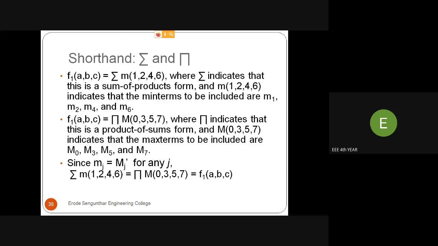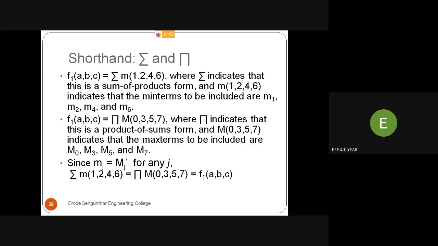Here you see F1 of a, b, c is equal to summation m of 1, 2, 4, 6. So in this function, summation indicates that this is a sum of product form. Please remember, summation m indicates minterm, so minterm means sum of product. And m of 1, 2, 4, 6 indicates which minterms are included: m1, m2, m4 and m6 are included.